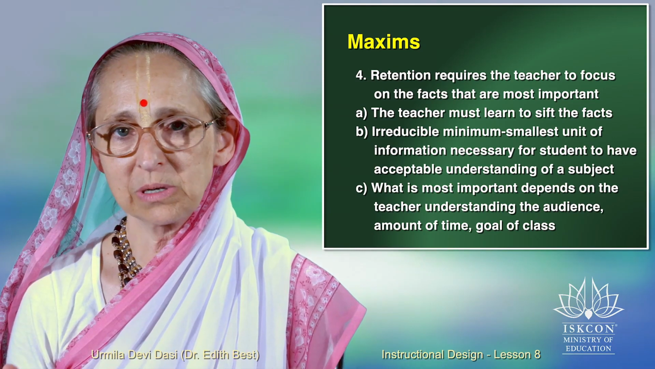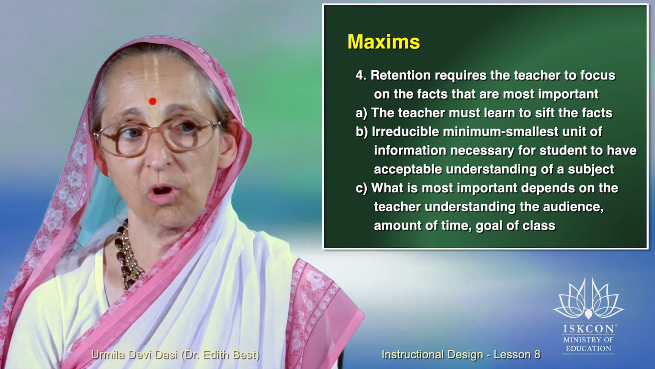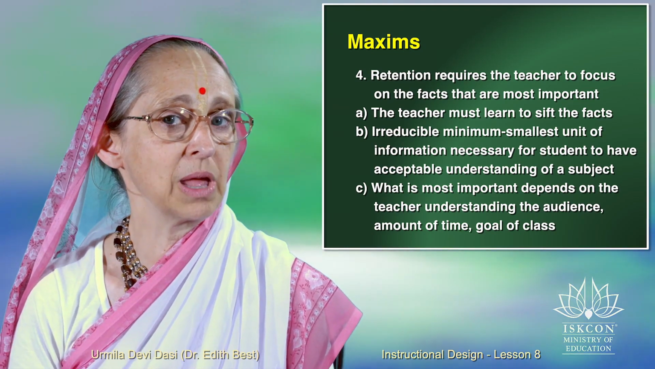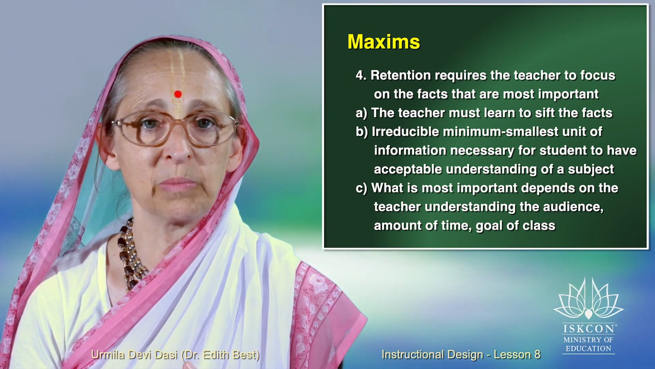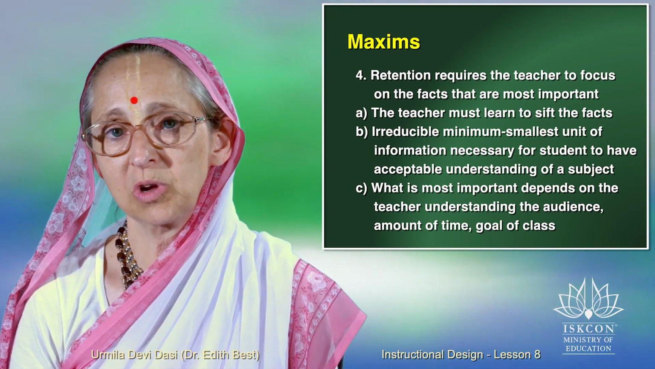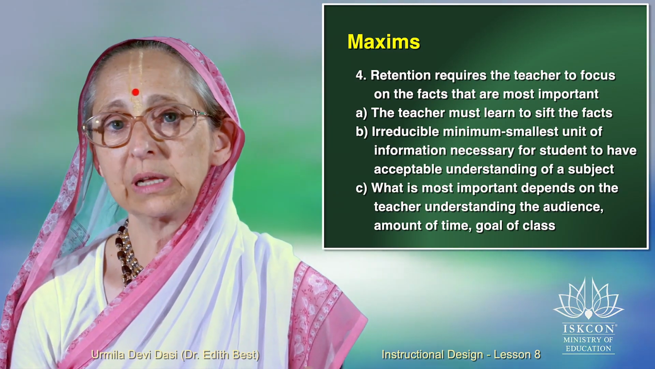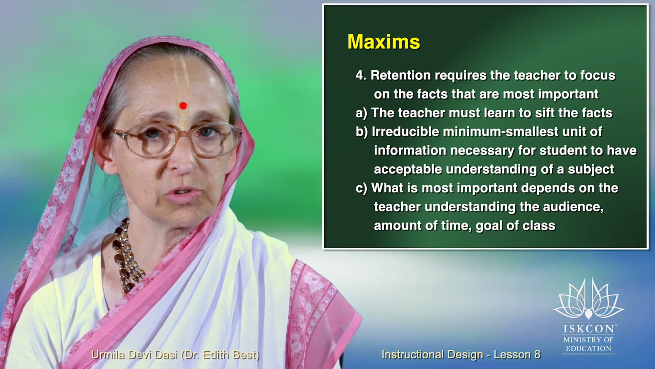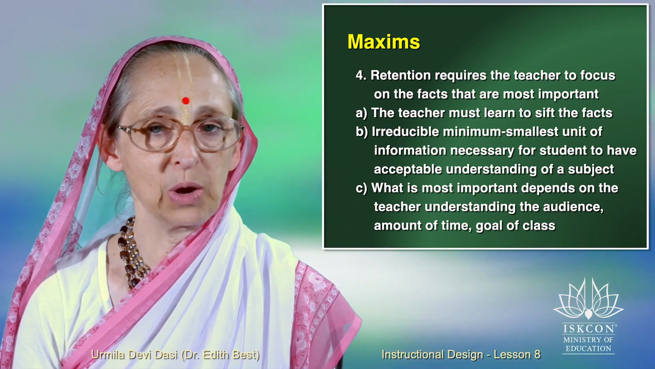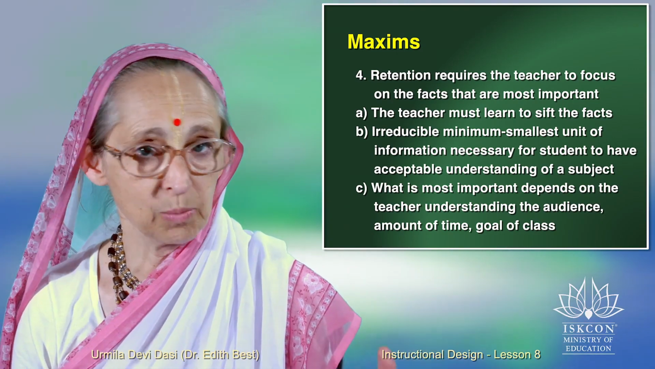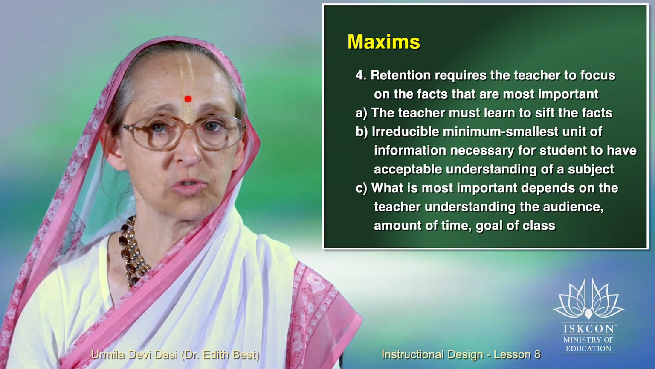For the same topic, the irreducible minimum will change according to the audience, the amount of time, and the specific objectives of the class. The irreducible minimum that I want people to know in a 1-hour Bhagavad Gita overview, where the audience is people who've been in Krishna consciousness for at least 5 years, is going to be very different than the irreducible minimum that I want people to know in a 1-week Bhagavad Gita overview with people who've been practicing Krishna consciousness for 15 years.